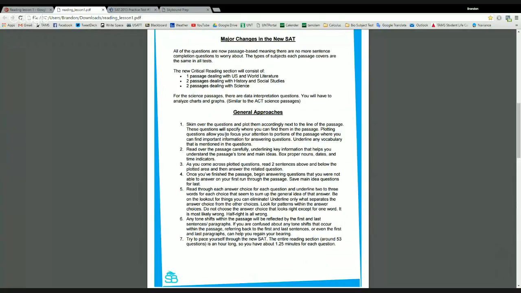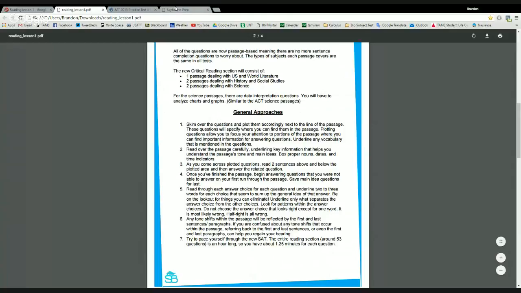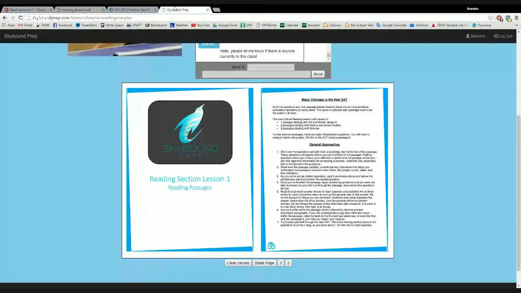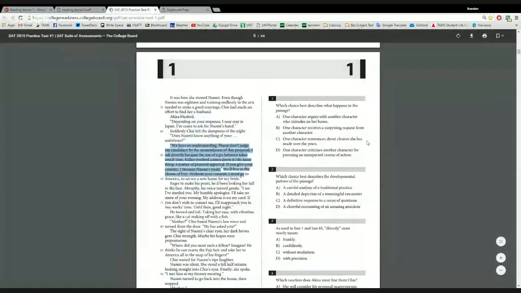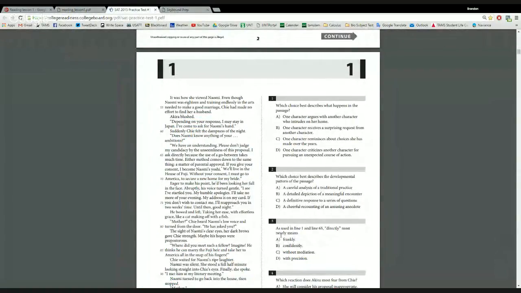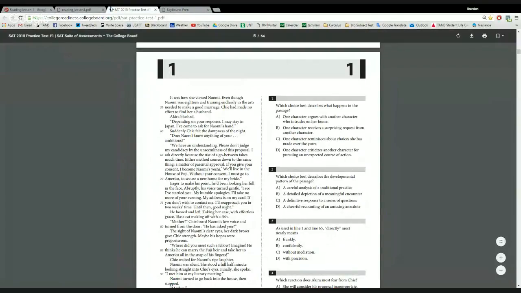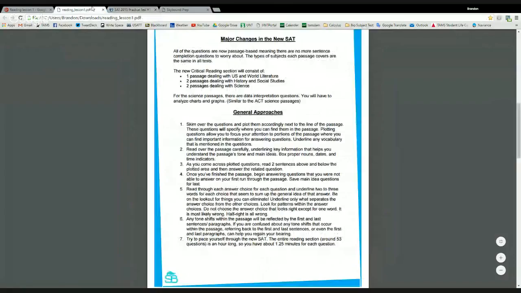Fourth, once you finish with the passage, begin answering questions that you were not able to answer on the first run through the passage. Save main idea questions for last. So, like I just said, you want to answer all of the line-based questions first before you even touch the main idea questions. We'll go over the order later when we actually work on this practice passage.